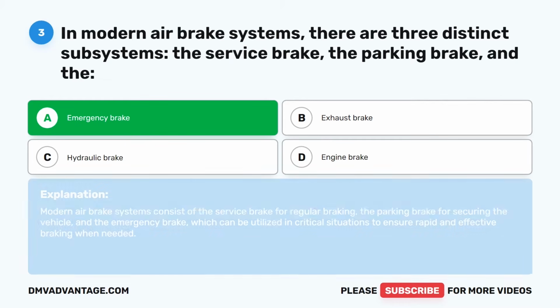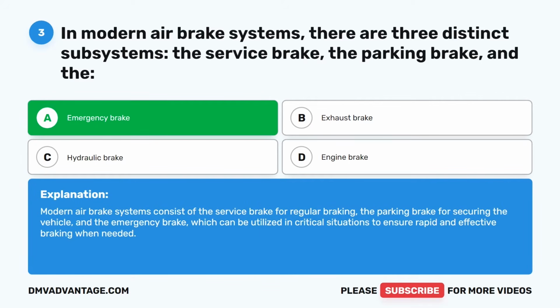Emergency brake. Modern air brake systems consist of the service brake for regular braking, the parking brake for securing the vehicle, and the emergency brake, which can be utilized in critical situations to ensure rapid and effective braking when needed.